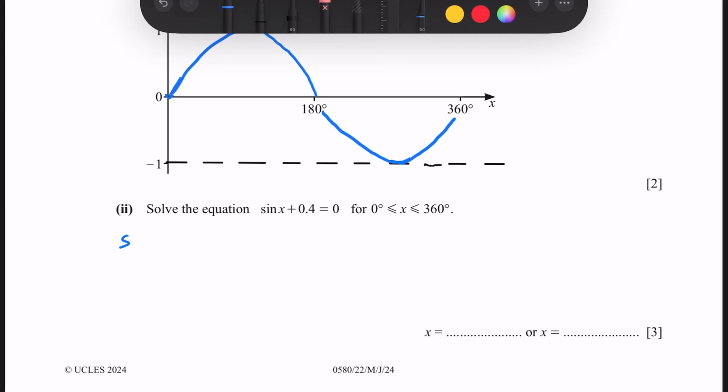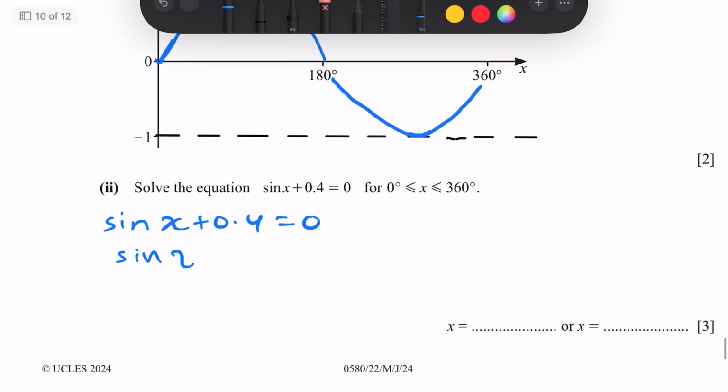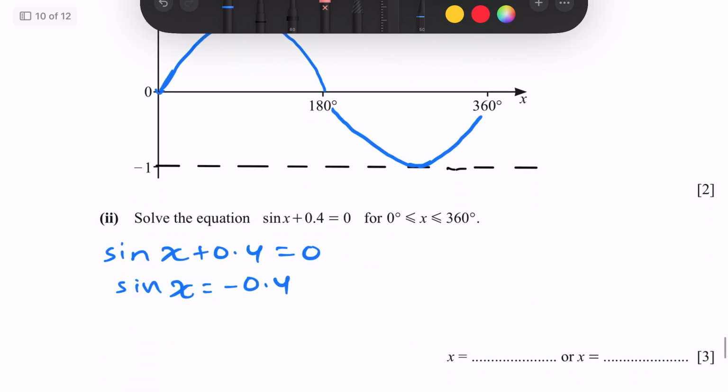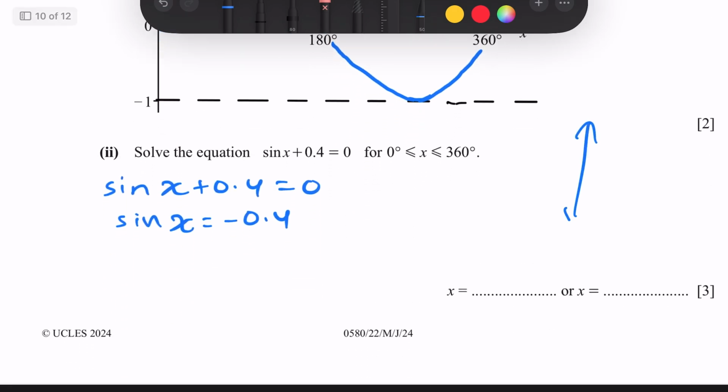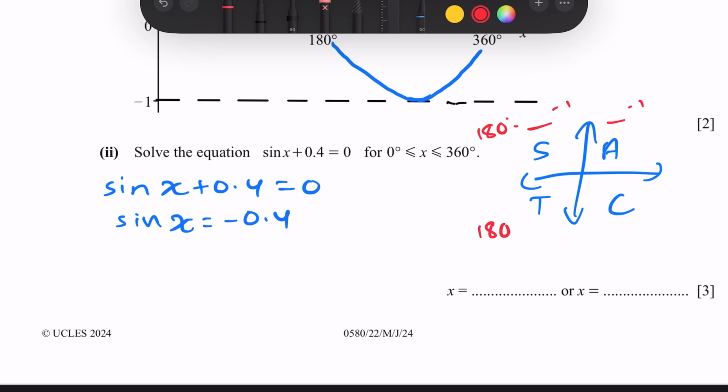Now solve the equation sin x + 0.4 is equal to 0. So if sin x plus 0.4 is equal to 0, sin x is equal to -0.4. Now, based on the ASTC rules, where ASTC, 180 minus that angle, 180 plus that angle, 360 minus that angle. Since sin x is negative, this means that we don't take the rules where there's S and where there's A, where A represents all, i.e. sine, cos and tan.